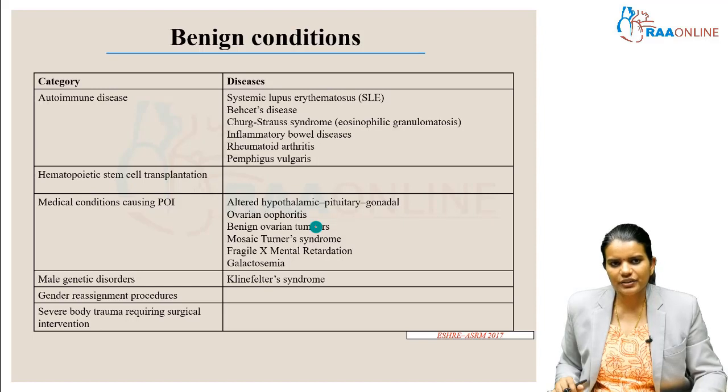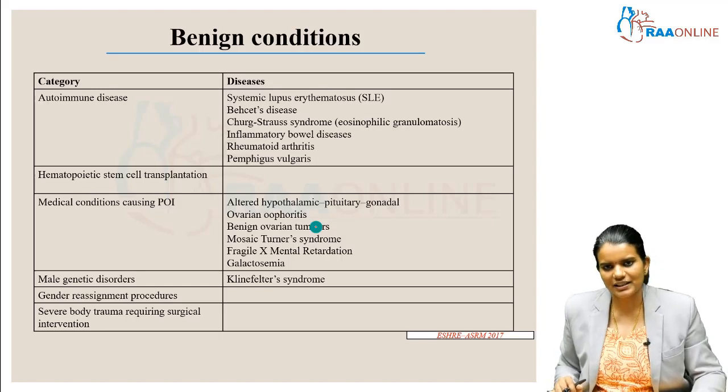And benign conditions, you might be surprised why in a benign conditions we would do this, but there are certain conditions where there is a rapid decrease in the ovarian reserve. Inflammatory diseases, rheumatoid arthritis, pemphigus, hematopoietic stem cell transplant, etc. And medical conditions causing POI, like altered hypothalamic pituitary gonadal axis, ovarian oophoritis, benign ovarian tumors, mosaic Turner syndrome, Fragile X syndrome, galactosemia, and male genetic disorders such as Klinefelter syndrome.